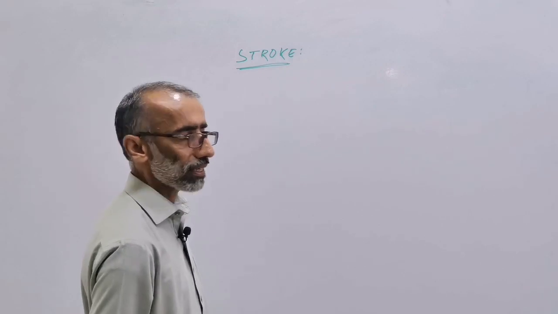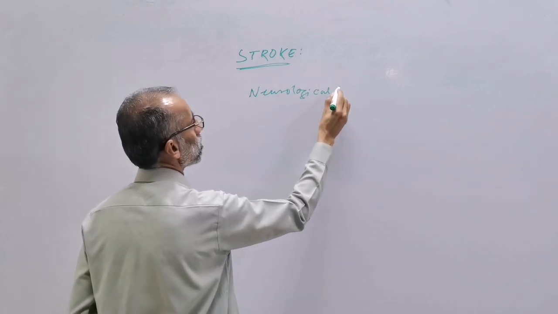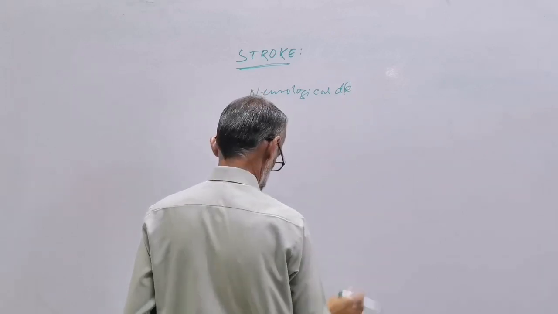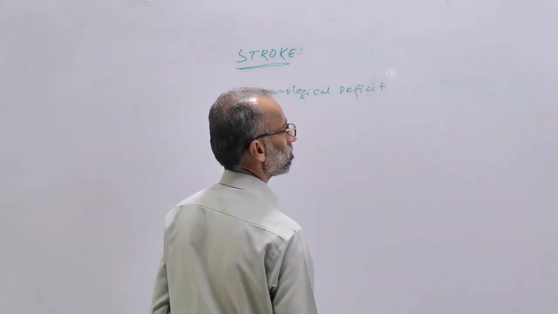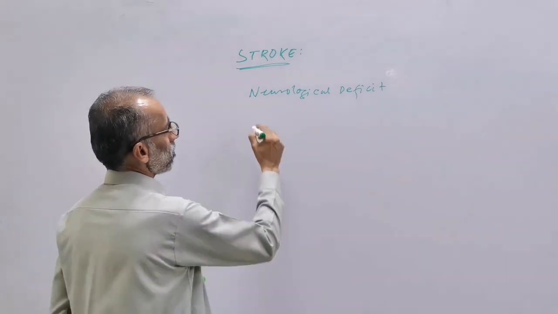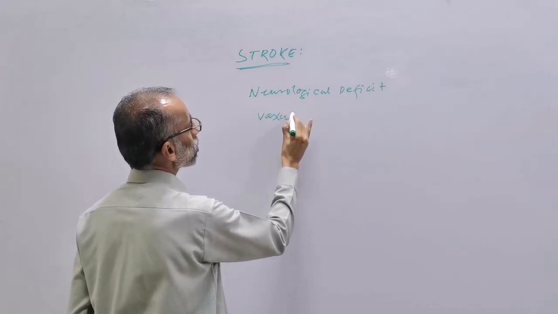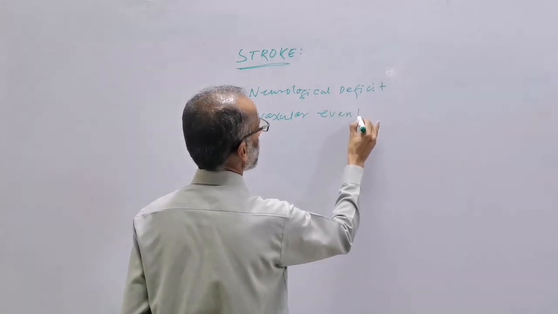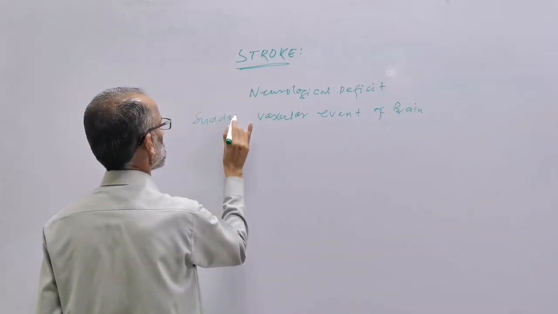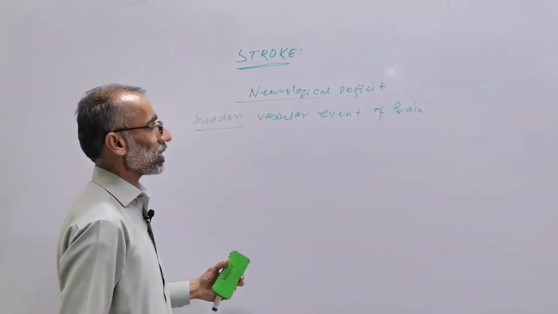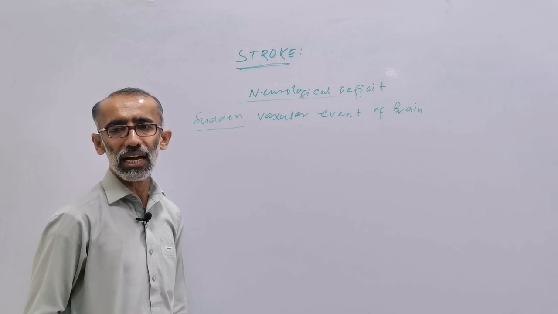Let us further clarify it. Stroke is a neurological deficit due to sudden vascular events of the brain.